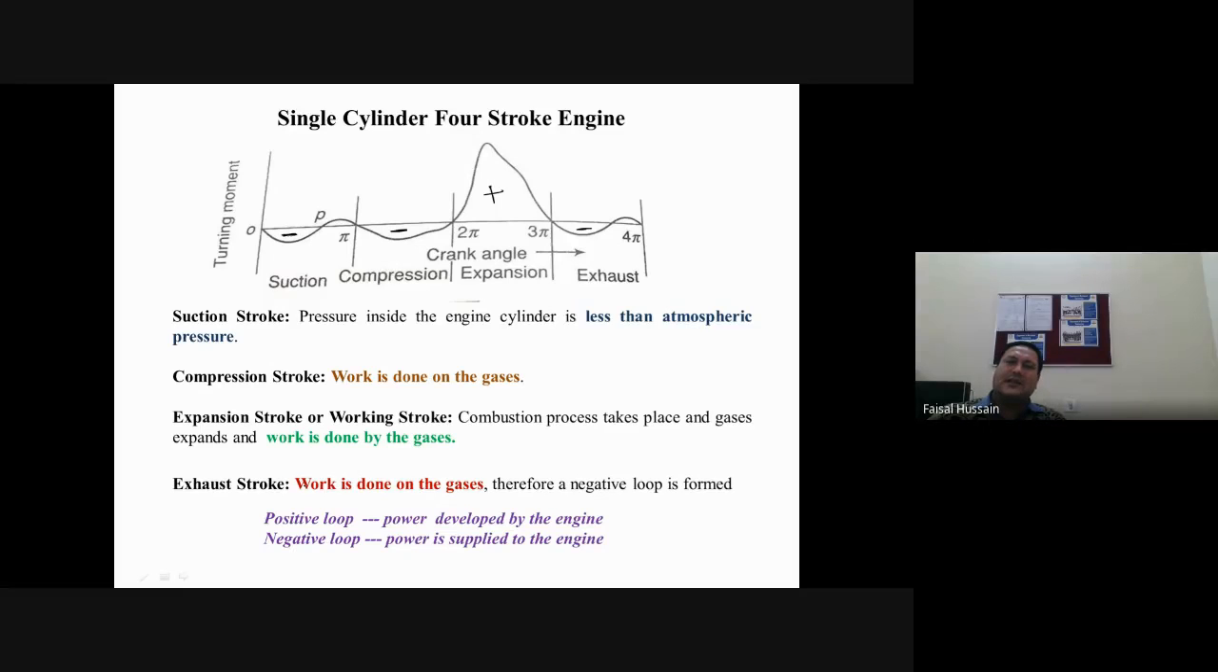So this is the single cylinder four stroke engine concept. Now, here only two things are important, positive and negative loop. Positive loop is the power developed by the engine, and negative loop is the power supplied to the engine. That is, the work is done on the gases. In a positive loop, the gases do the work.